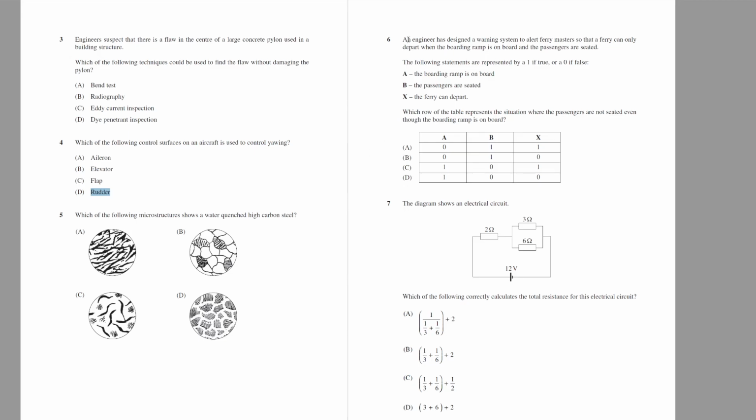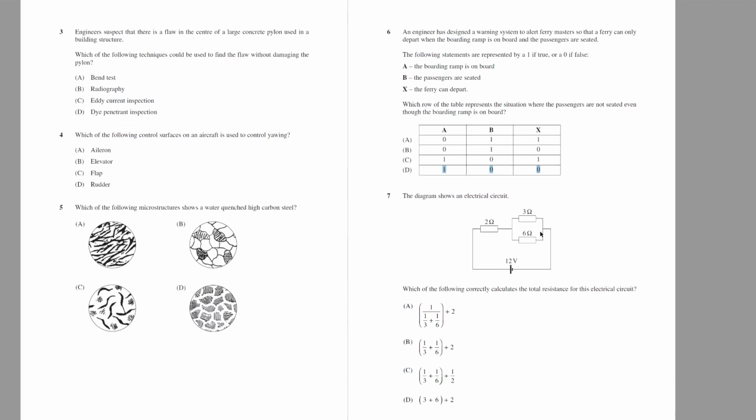Okay, an engineer designed a warning system. The statements are represented 1 if true, 0 if false. Which one represents a situation where the passengers are not seated even though the ramp is on board? So we're saying ramp is A. The ramp is on board is 1. Passengers are not seated, and therefore we can't go. So it's going to be, I guess, D. Yep, most people got that.